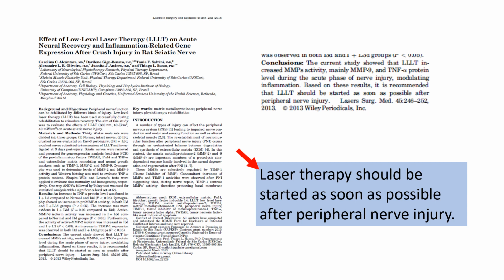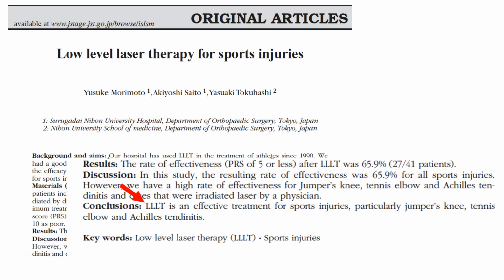Another one looking at crush injury in rat sciatic nerve, simply stating that laser therapy should be started as soon as possible after peripheral nerve injury. Looking at human patients, laser therapy for sports injuries. Laser is an effective treatment for sports injuries, particularly jumper's knee, tennis elbow, and Achilles tendonitis.